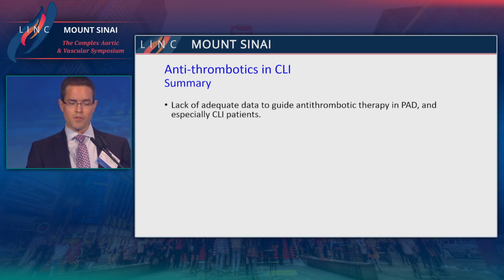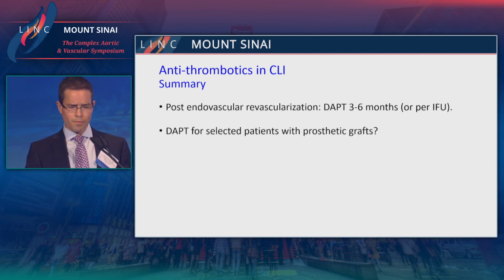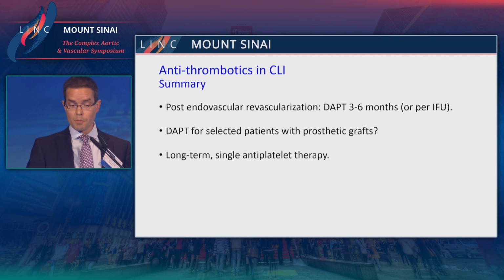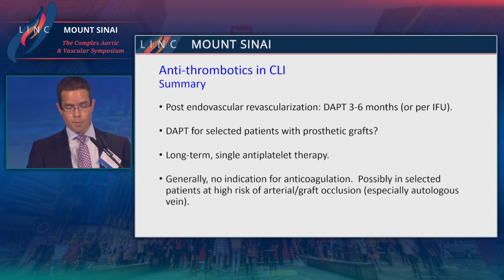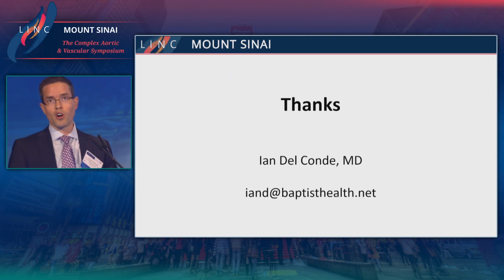So in summary, there is very little data to guide our antithrombotic management of CLI patients. These patients are at increased risk of any bad outcome that you can think of, as already discussed. Most people use dual antiplatelet therapy for 30 days. Some people extend it to 3 to 6 months. Perhaps dual antiplatelet therapy for prosthetic grafts, and perhaps anticoagulation in very selected patients with autologous vein grafts.